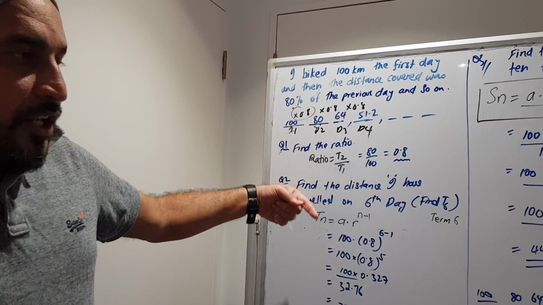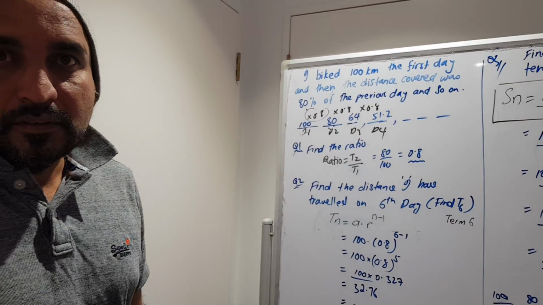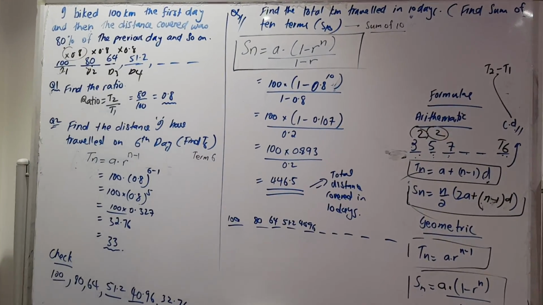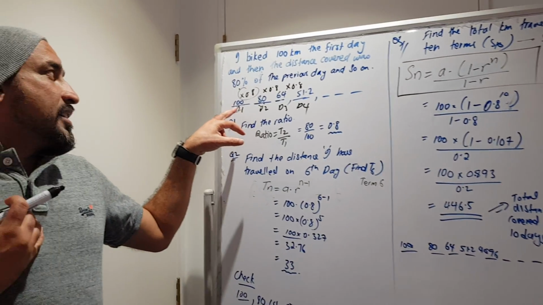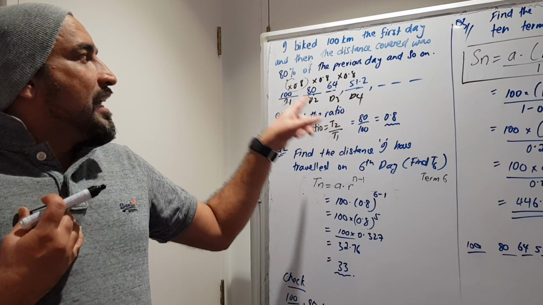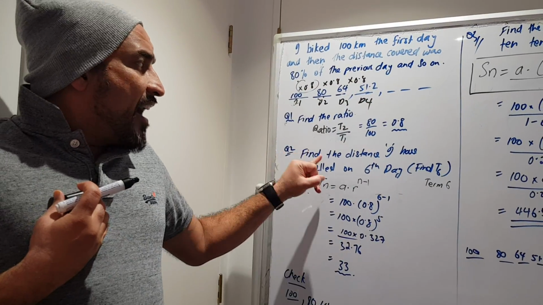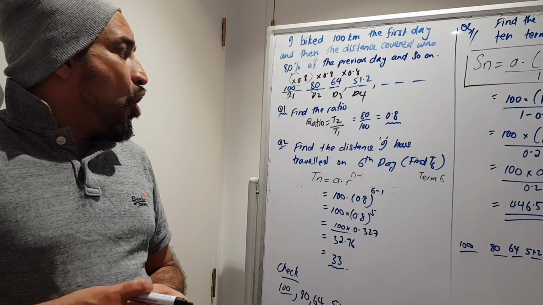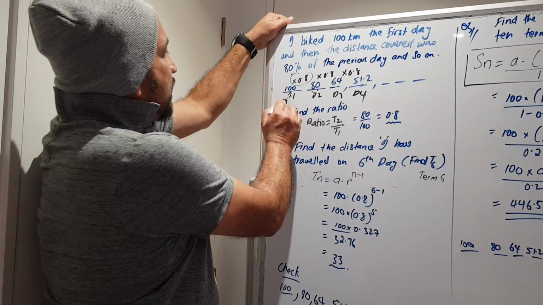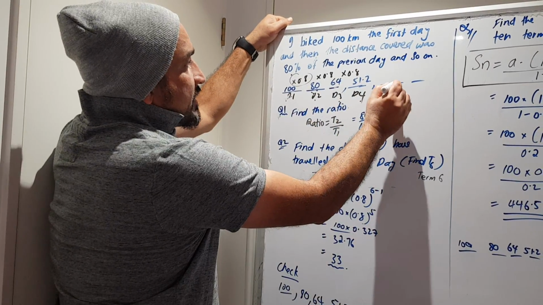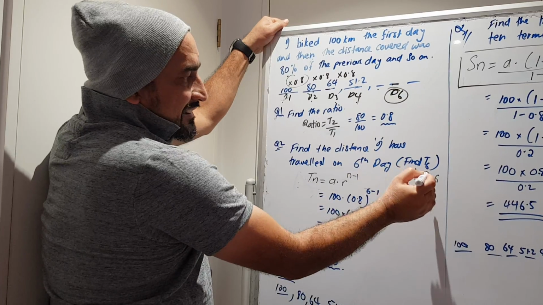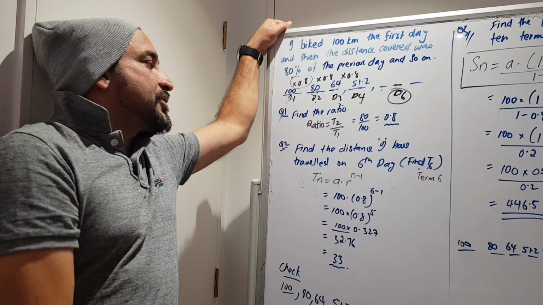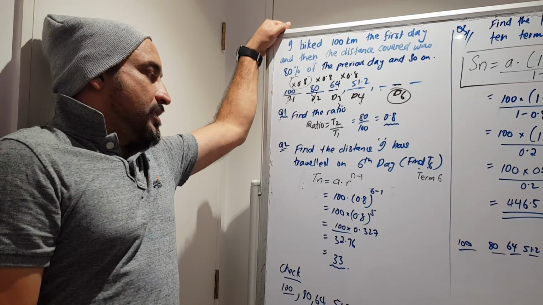So geometric normally goes in multiples. It's not going in addition and subtraction like arithmetic. So now, first day was 100, then with this information, second day was 80 and so on. Question 2: find the distance I have traveled on the 6th day. This is day 1, day 2, day 3, day 4, day 5, day 6. This is day 6 or term 6. So I am finding term 6. Find the distance traveled on day 6.